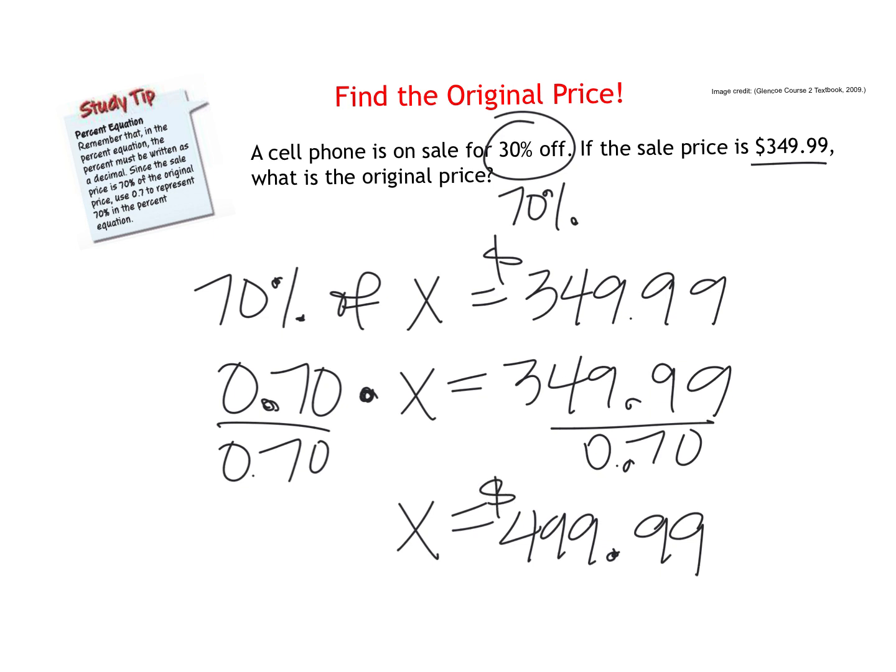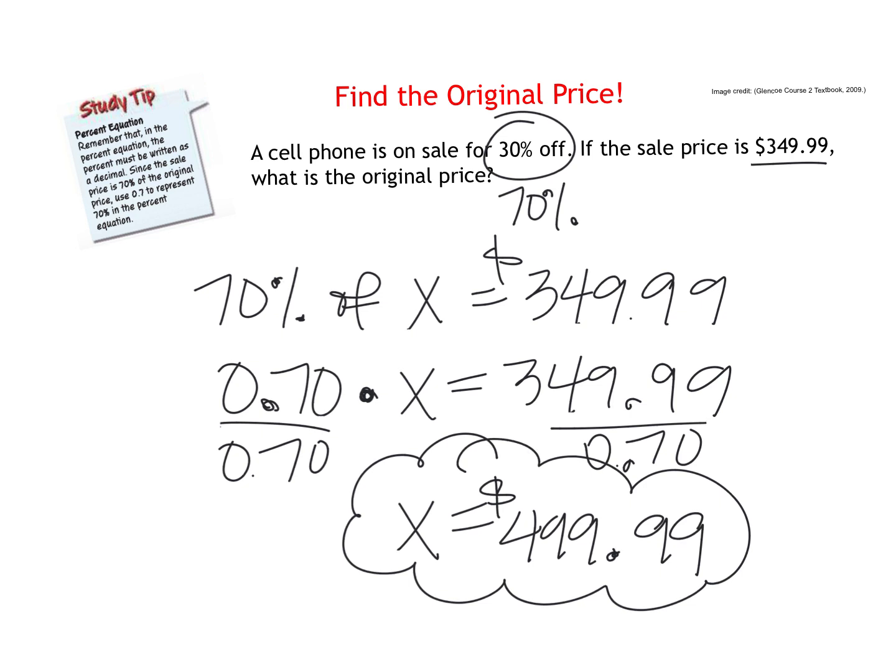as the original price. And if we just check that really quick, $499.99 times 0.7, because we're paying 70% of it, gets me $349.99. So then I know that that works. All right, that's all I have. Have a great day.